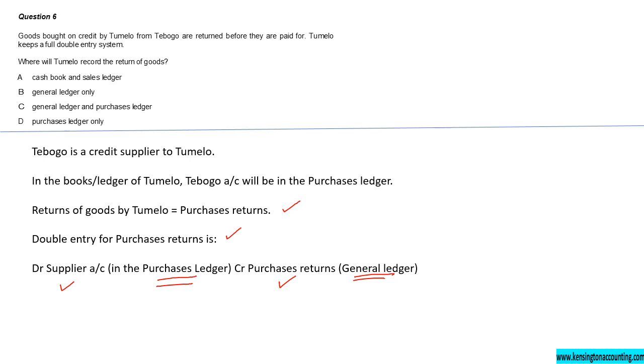Now, let's look at the four possible solutions. A is talking about cash book and sales ledger. Obviously, that's wrong. B is talking about general ledger only, which is also wrong because we're talking about both purchase ledger and general ledger. Therefore, this is wrong. C seems fine. D is talking about purchase ledger only. That's also wrong because we're also talking about the general ledger as well. Therefore, this is also wrong. Therefore, the correct answer is C.